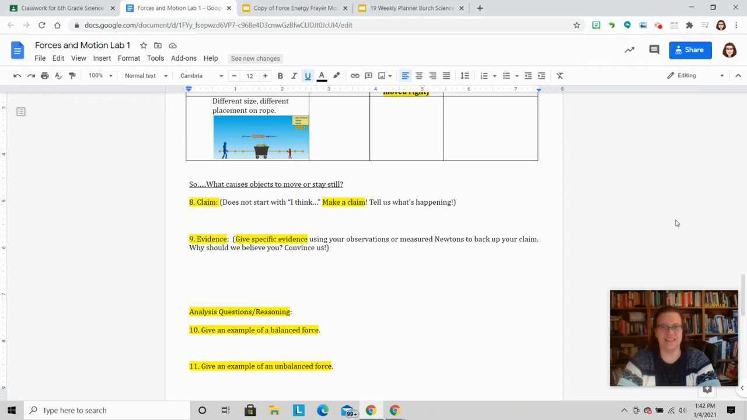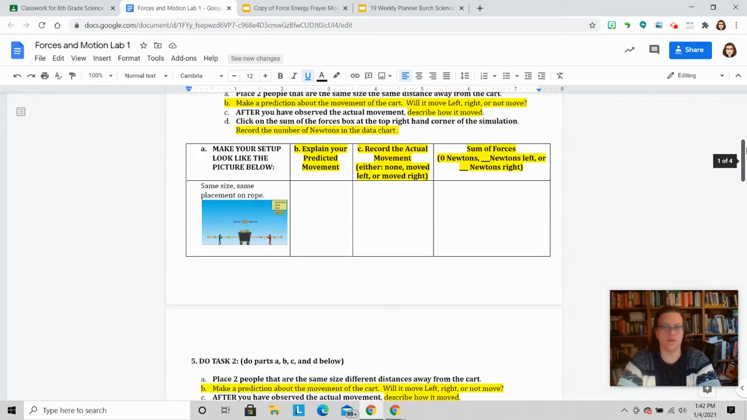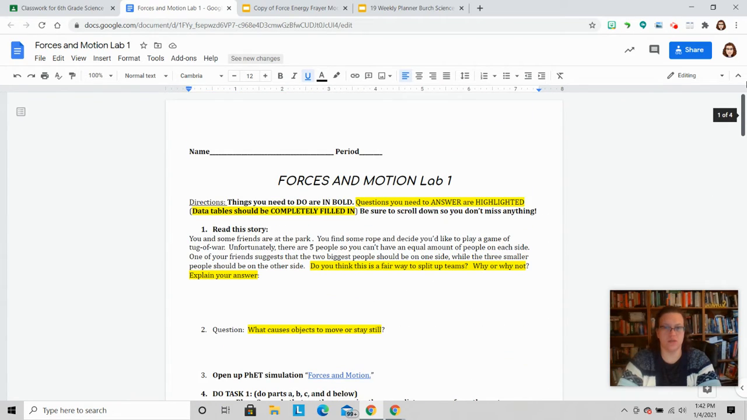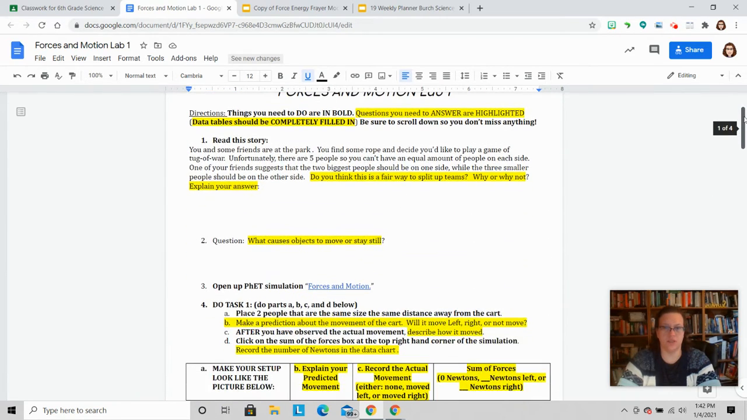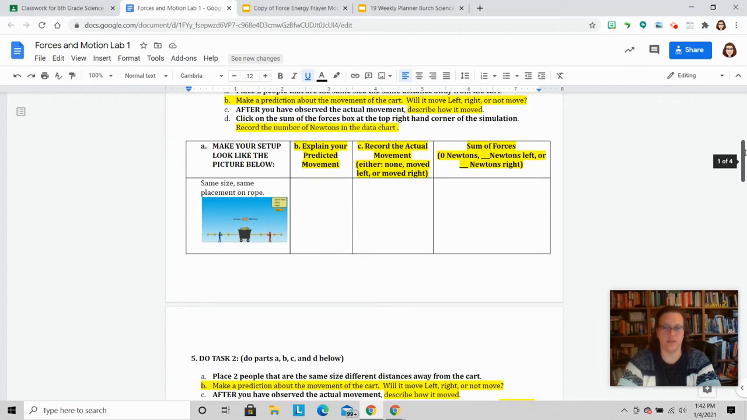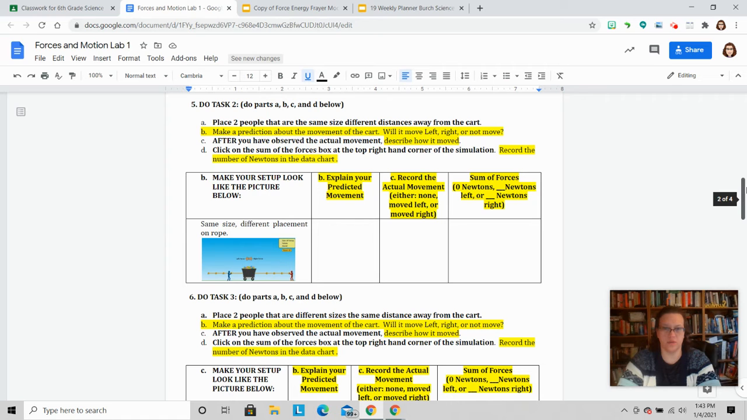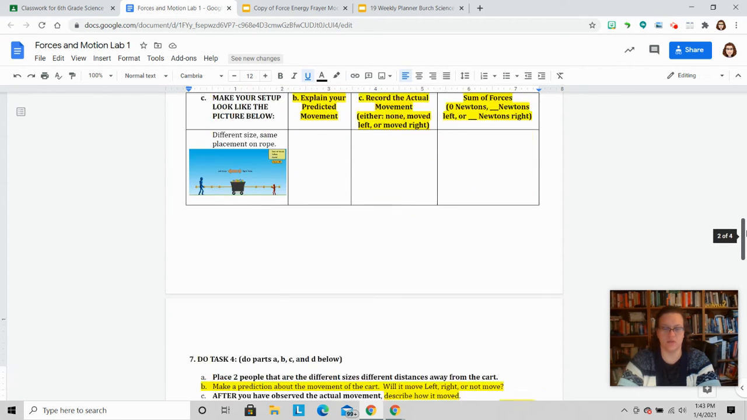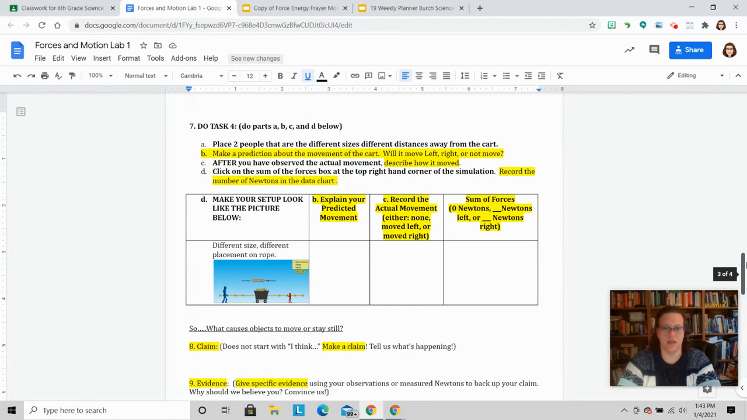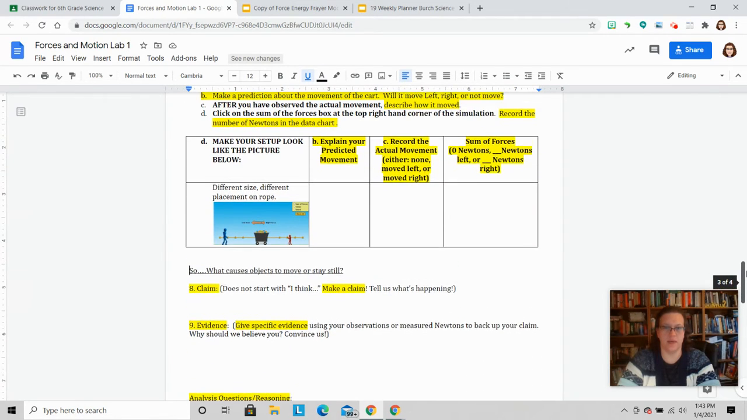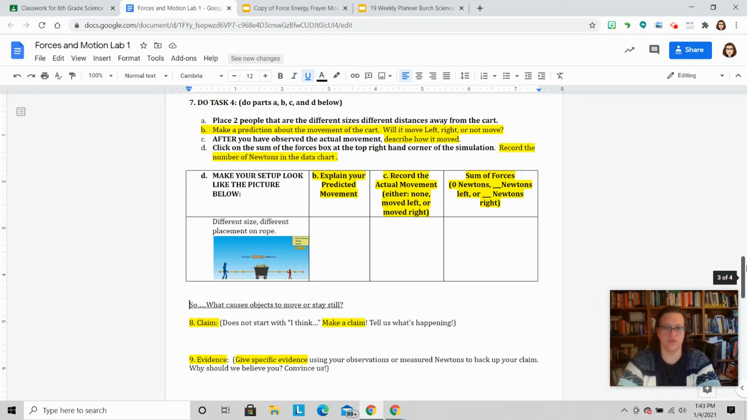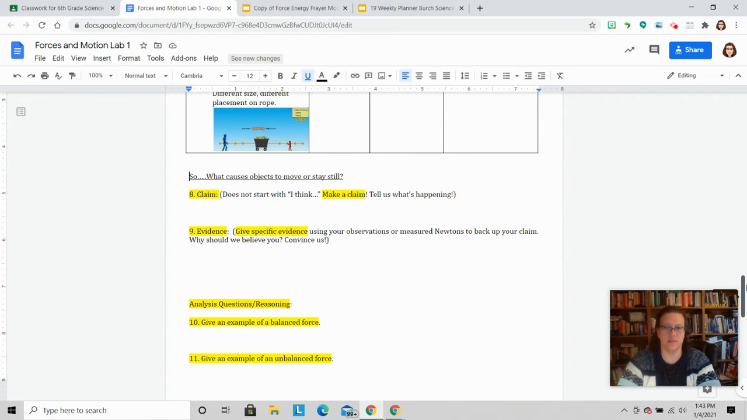Hi, this is the second video that goes along with the Force and Motion Lab. So in the other video, I explained to you how to fill out the data tables with your predictions, your actual observations of motion, and the sum of the forces according to what it said on the site. When you get to the bottom past the task 4, you'll see some questions that you need to answer.